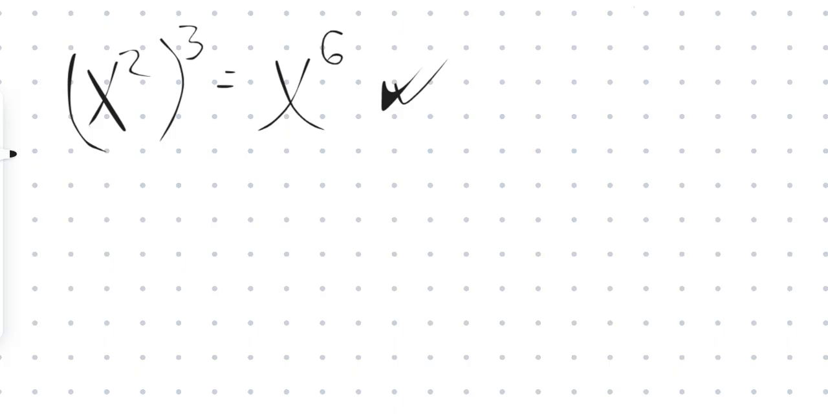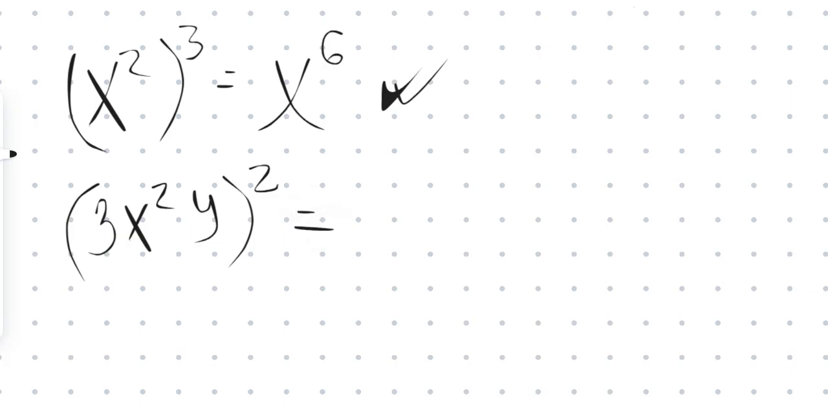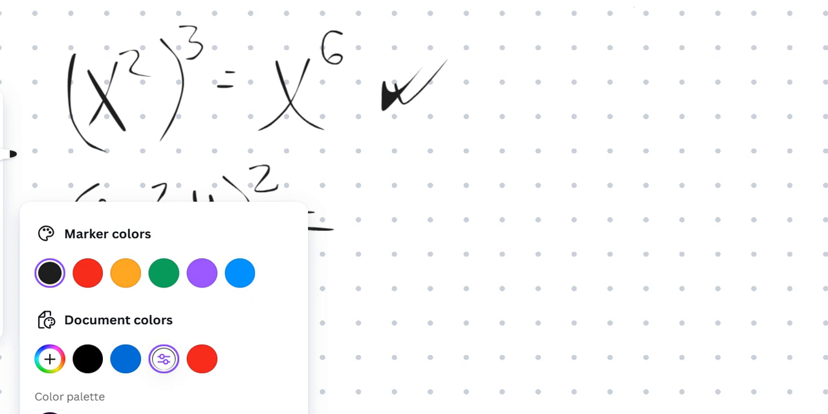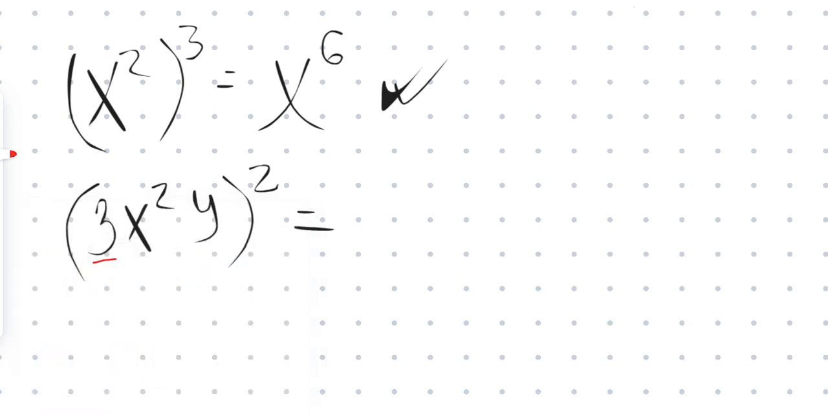But what if we add multiple things in the brackets, not only x squared? What if we say, for example, 3x squared y, and then we say everything to the power of 2? Alright, let us try it together. What is 3 to the power of 2? I hope that we know the answer. It is 9.